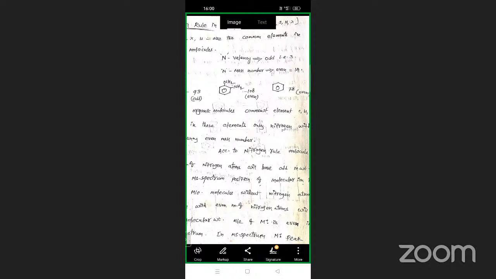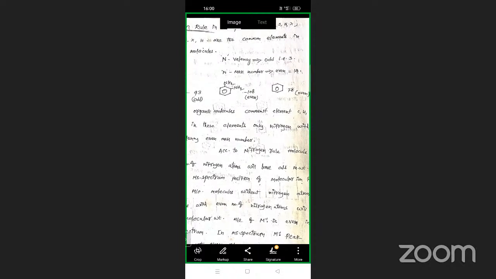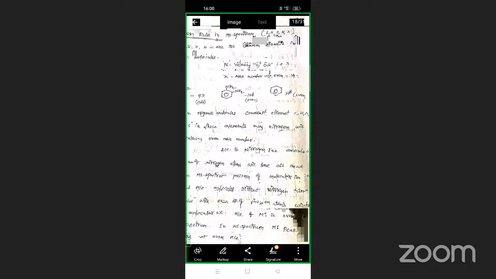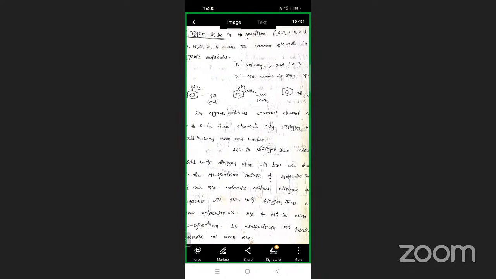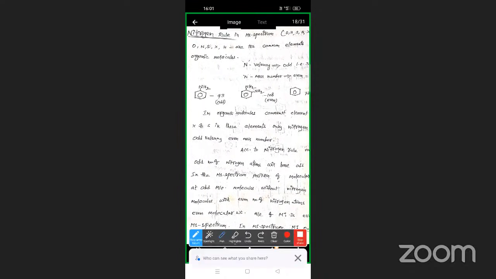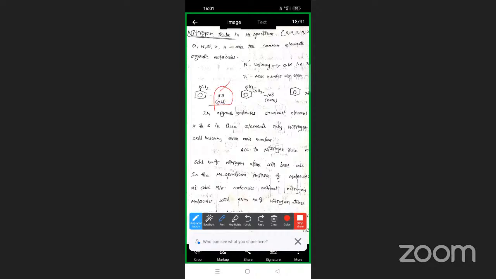Here you see an example, aniline, with a molecular mass of 93. This is odd, so definitely there is at least one nitrogen. There must be at least one nitrogen, and it is having one nitrogen.